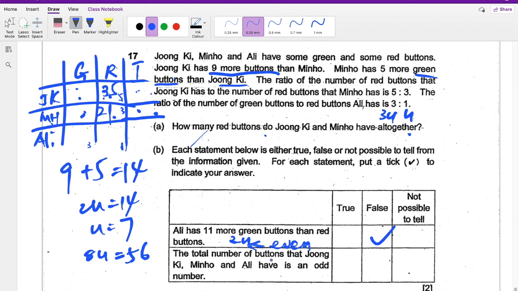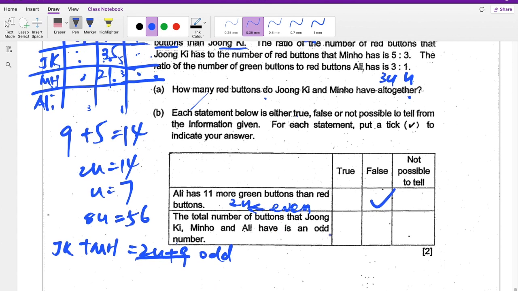Okay, he said the total number of buttons that the 3 persons have is an odd number. Can we calculate that? Well, it's a bit tricky. Firstly, we see that for Junki and Minho, he says Junki has 9 more buttons than Minho. Whatever Minho has, for example, is U, so the sum of Junki and Minho is 2U plus 9, right? So here we consider odd number or even number. A number is either an odd number or an even number. Here 2U is an even number, plus 9, it confirms an odd number, right?